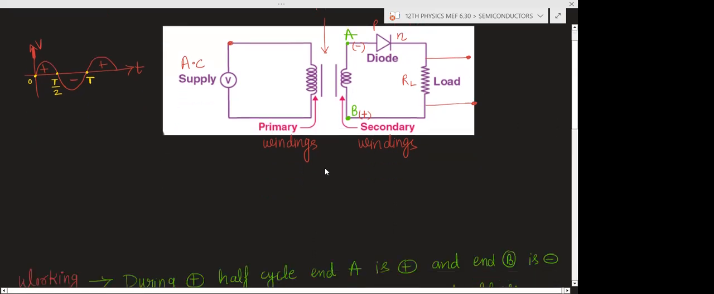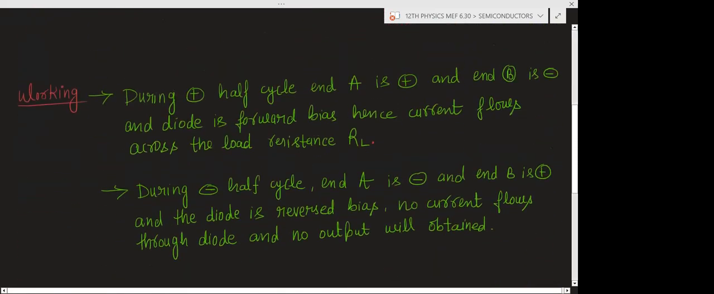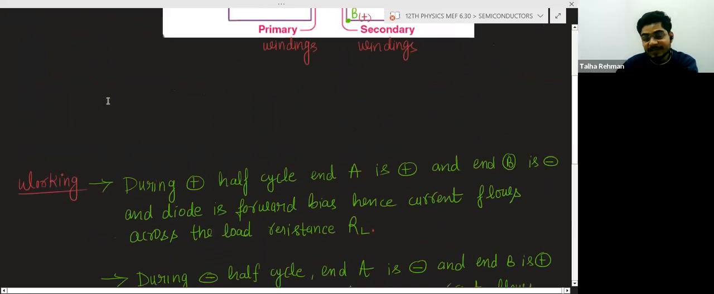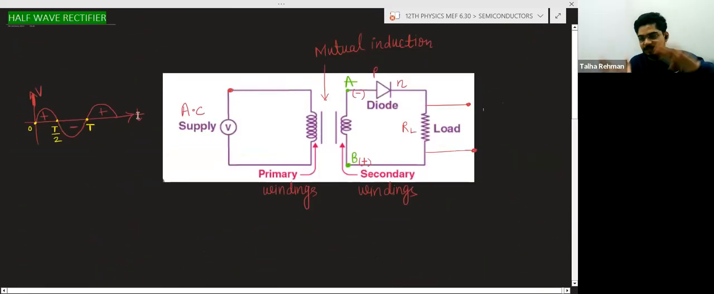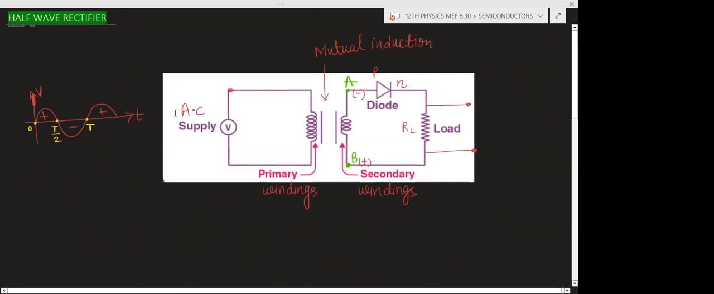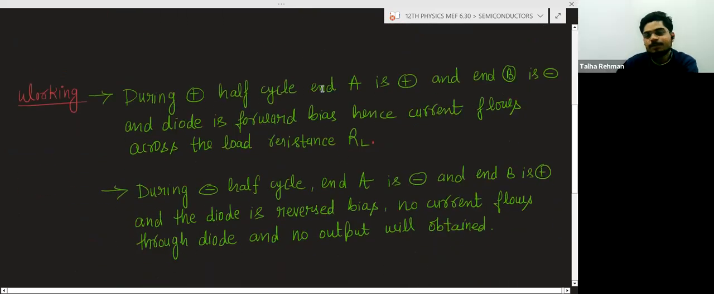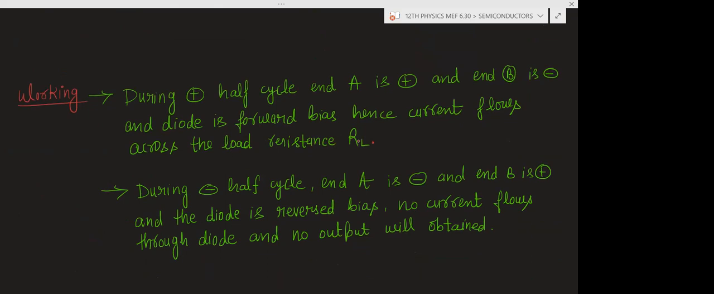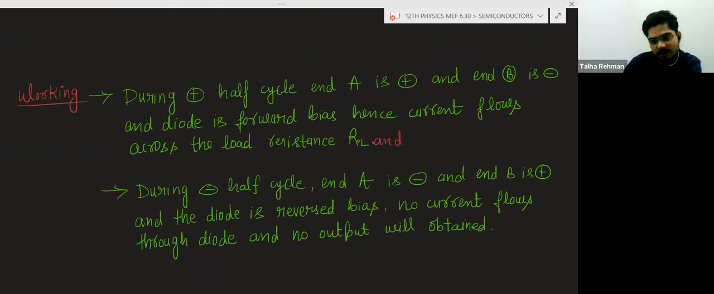No theory is written here. This is the working that I just told you, written in words. During the positive half cycle, suppose end A is positive and end B is negative, and the diode is in forward bias, hence current flows across the load resistance and we will get the output. Output is obtained, you can write.